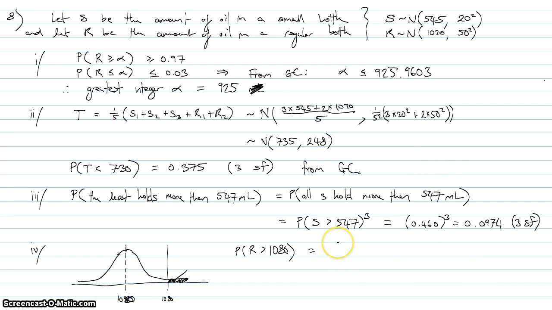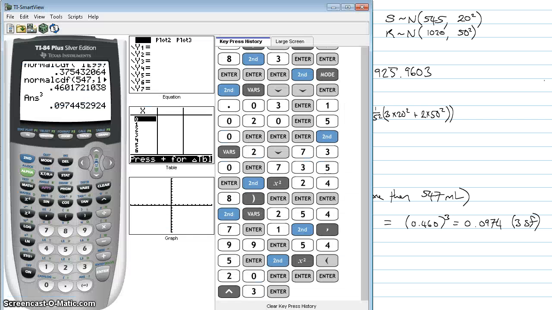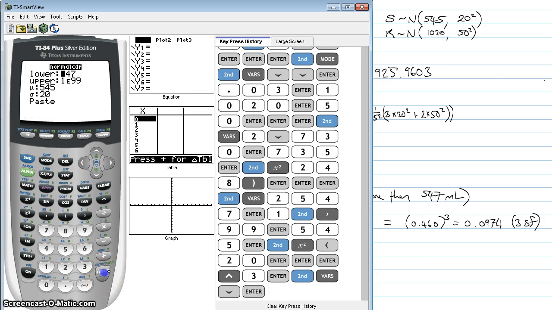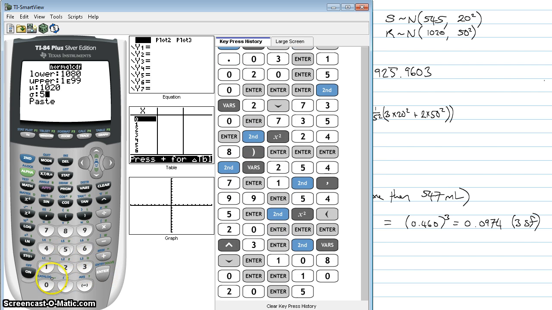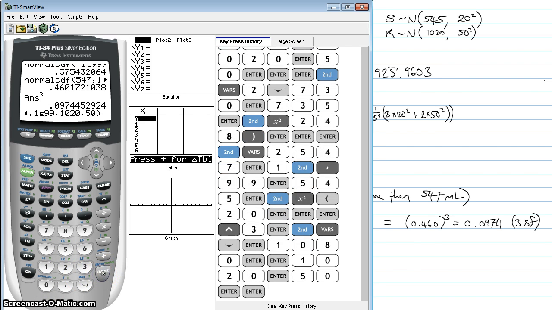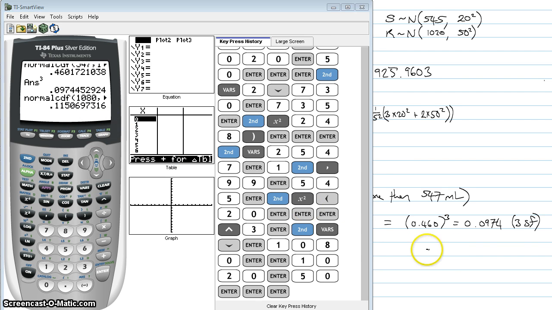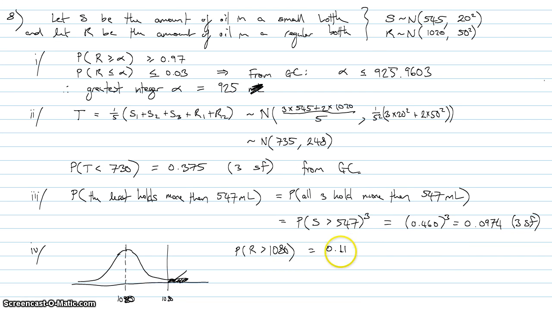the bottle. So I go to my GC, and same as usual, distribution, I want my normal CDF. Now my lower bound is 1080, upper bound is still infinity. Remember, my mean is 1020 and my standard deviation is 50. So when I paste this in, I find that I've got a 0.115 chance of this happening. This is 0.115, which isn't negligible. This is 11.5% of my data.